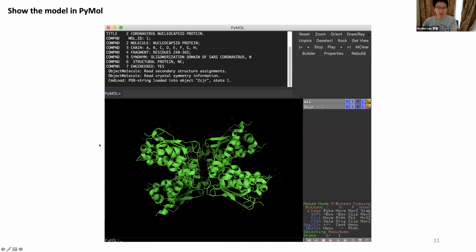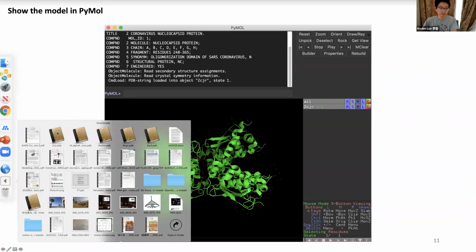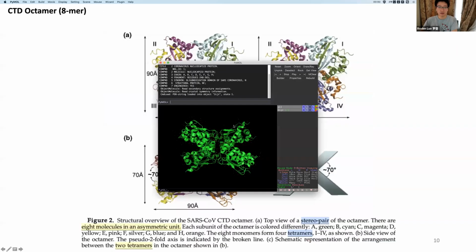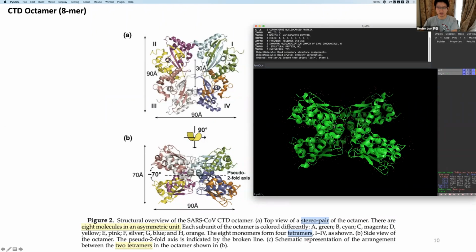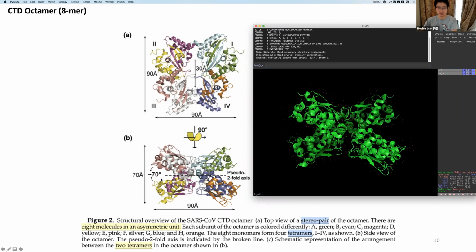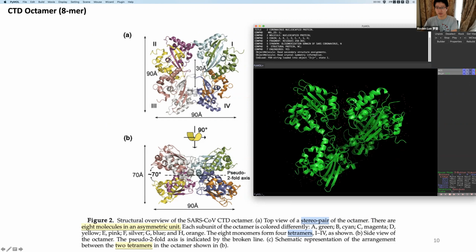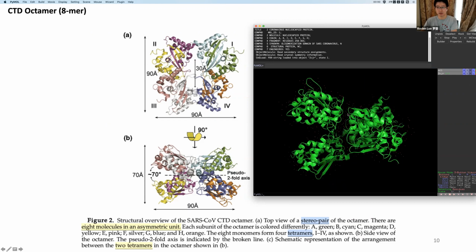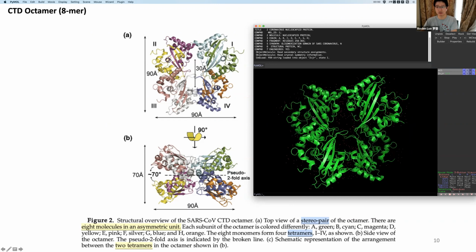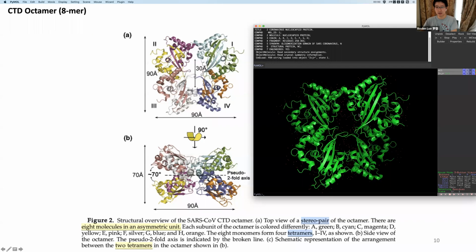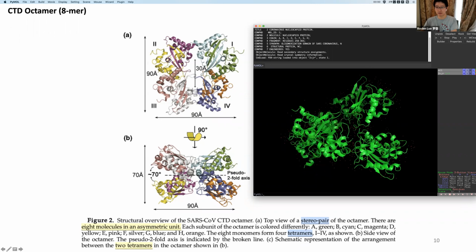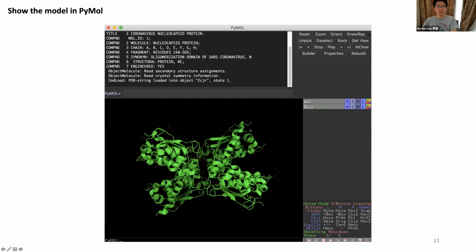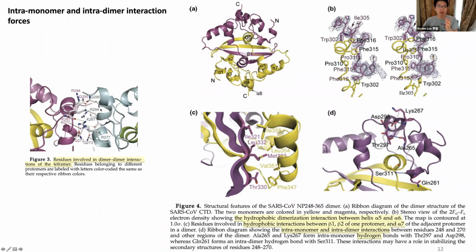I will show the model very quickly in PyMOL. So this is the 2CJR PDB. And right now we are seeing this from this view. And if we rotate 90 degrees, we need to rotate back. It's this one. So now we are seeing this view. You can see the relative position within the 3D.